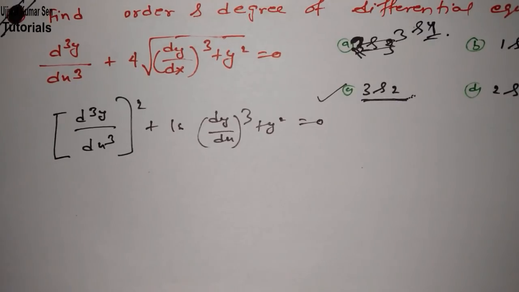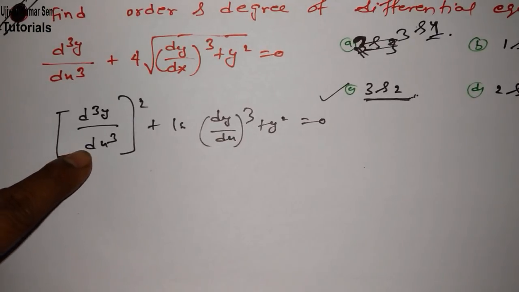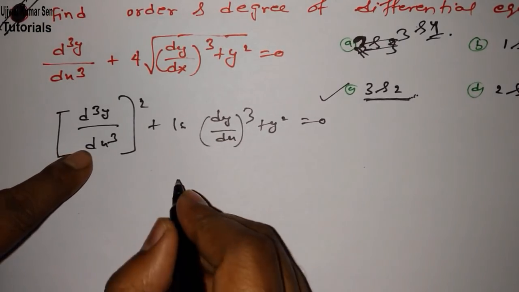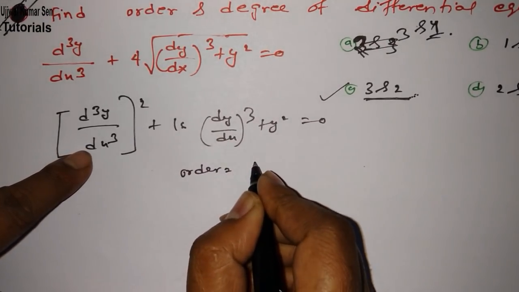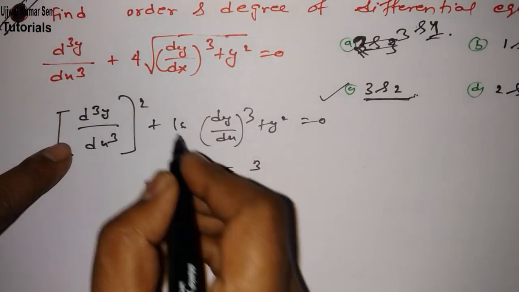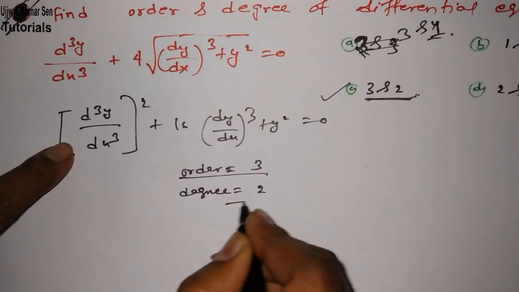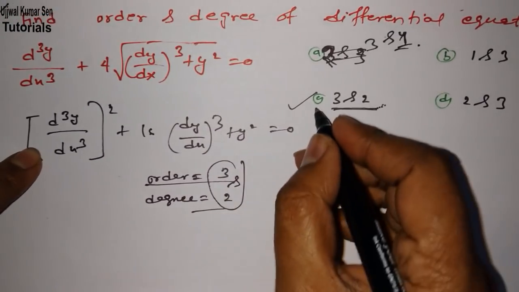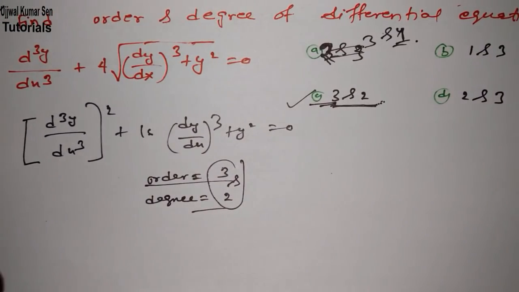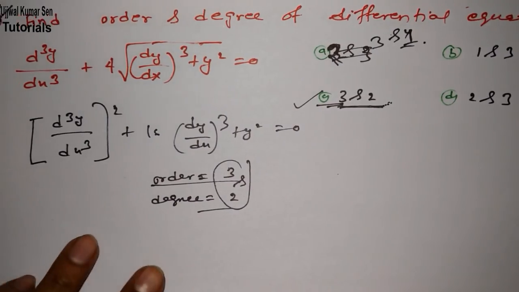As I have shared with you, first of all we will see the order, and then we'll see the degree of that order. So the maximum order of this equation is here. So the order is equal to 3 and its degree is 2. So the answer is 3 and 2. So option C is the right answer for this question. I hope you understand this.